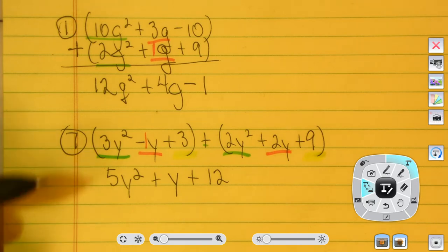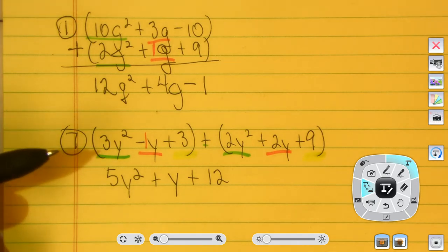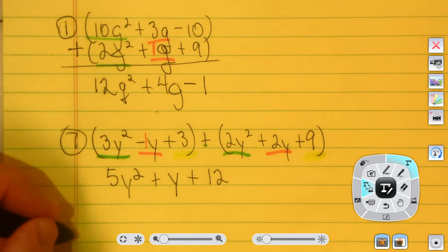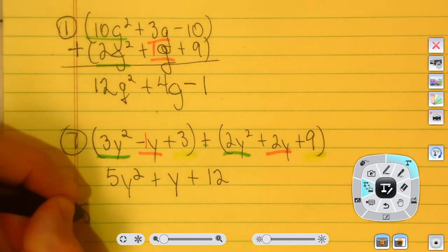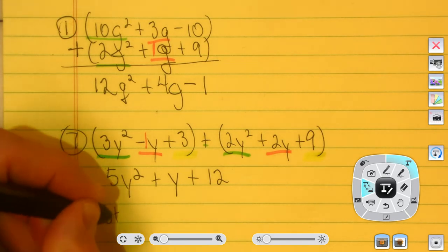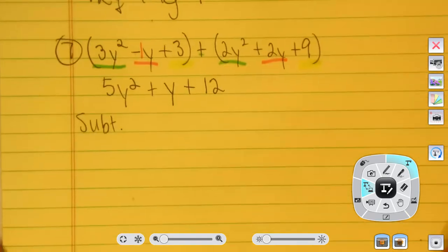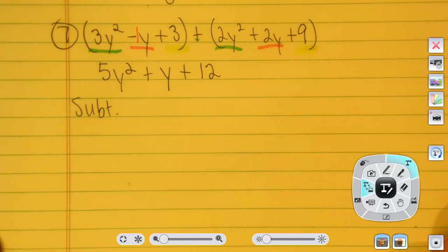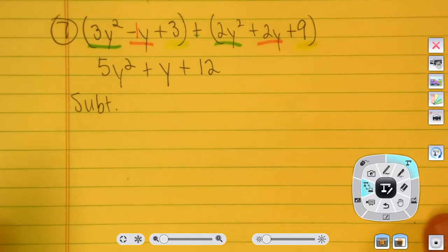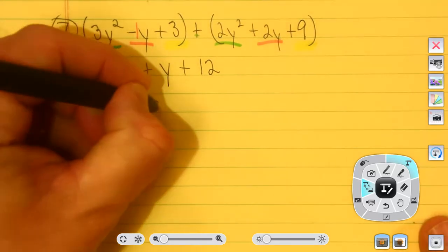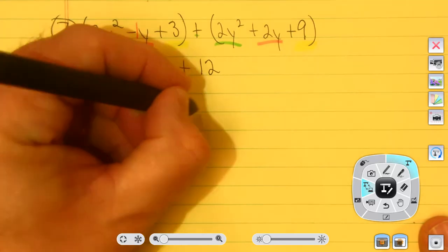So that's all we have to do to add polynomials, but let's talk about subtracting. It's a little different when we subtract, but not a lot. In fact, as I've already said, we're not using any new rules. Subtracting is going to use the distributive property. Let me show you what that's going to look like.